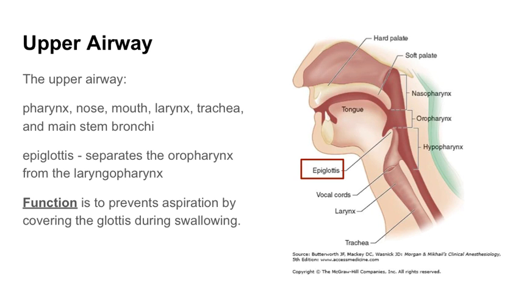In a nutshell, these are the structures that make up the upper airway. The upper airway consists of the pharynx, the nose, the mouth, the larynx, the trachea, and down to the main stem bronchi. And the epiglottis separates the oropharynx from the laryngopharynx. The function is to prevent aspiration by covering the glottis during swallowing.